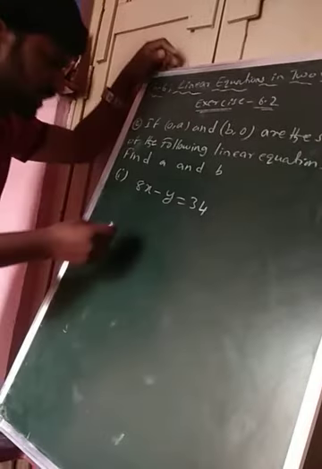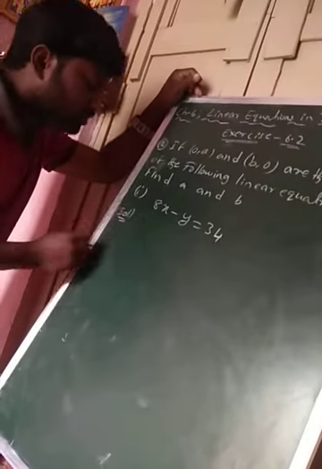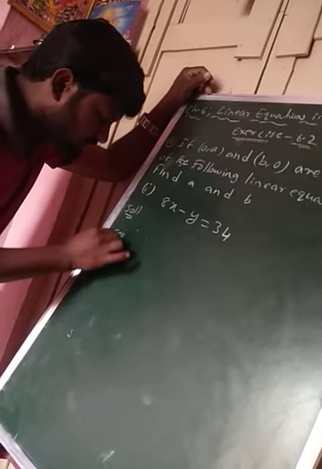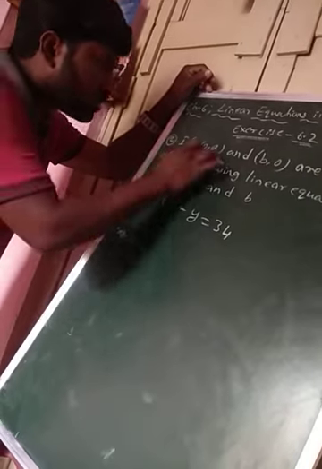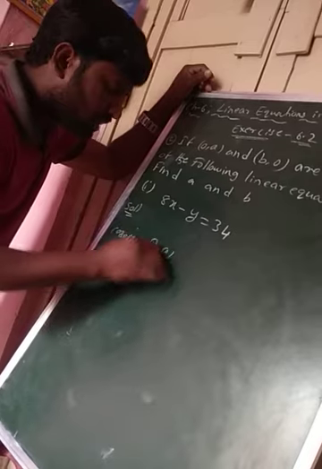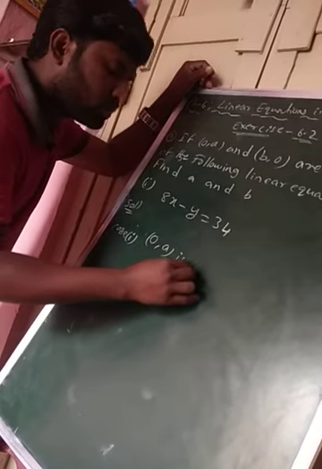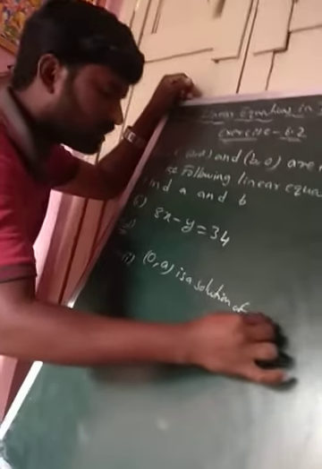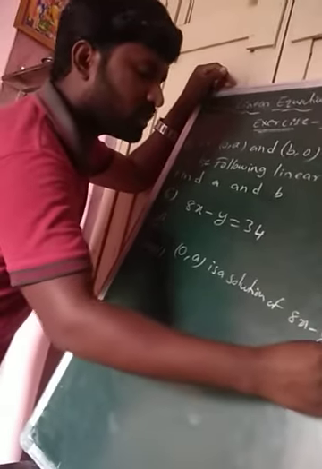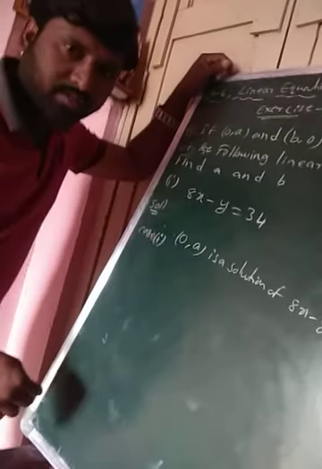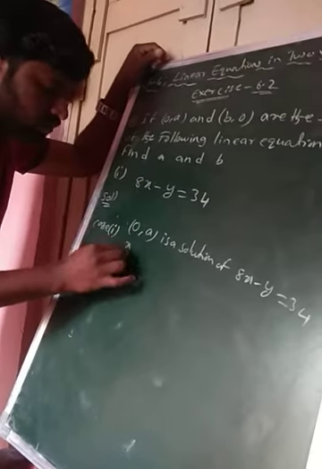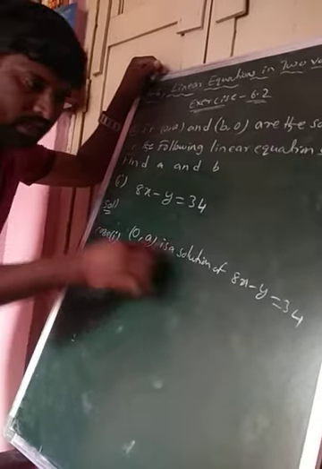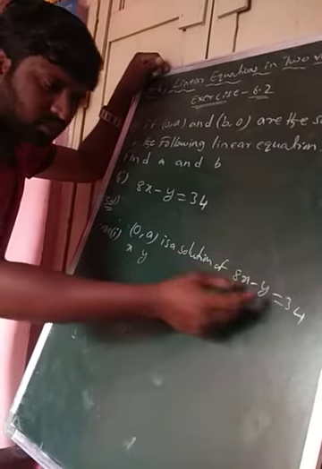So first of all, I am taking the solution in case 1. Case 1: (0, a) is a solution of 8x minus y equals 34. So we can take the value of x equal to 0 and the value of y equal to a. Now I am going to substitute these 2 values in the place of x and y.